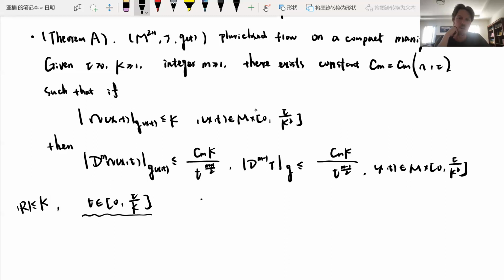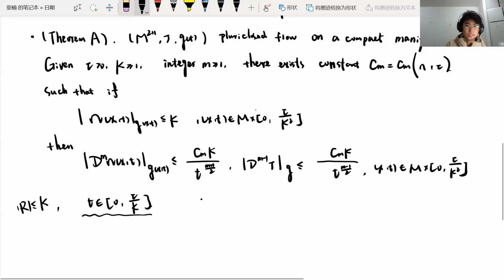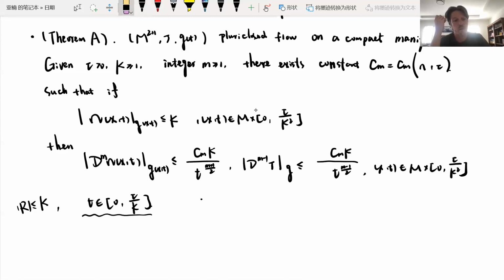Although this is not very important for us if we only need convergence results, because we only need to have a little interval in the time. It is enough.